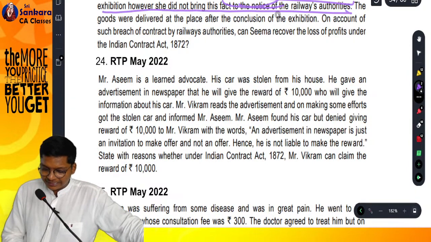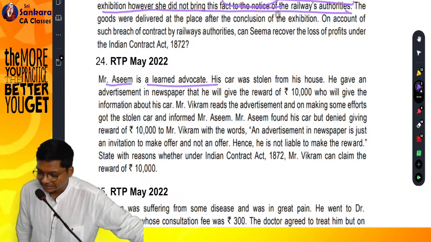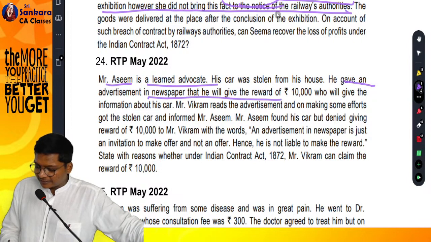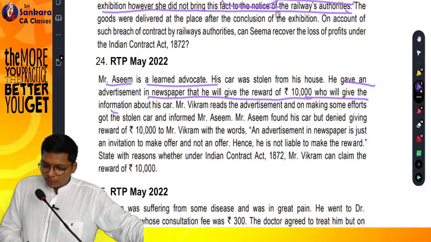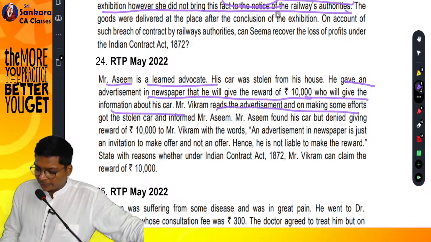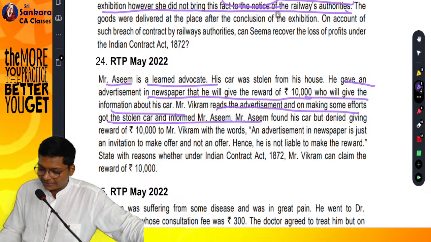Let me read this. Mr. Asim is a learned advocate. His car was stolen from his house. He gave an advertisement in the newspaper that he will give a reward of 10,000 to anyone who gives information about his car. Vikram reads the advertisement and on making some efforts got the stolen car and informed Asim.